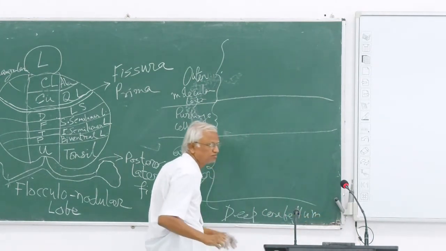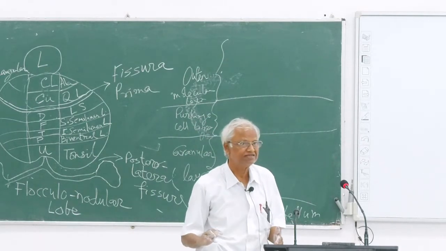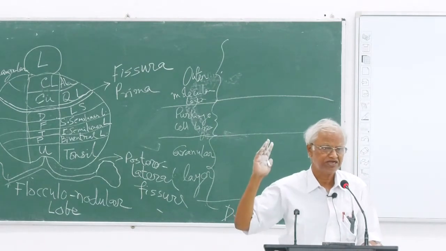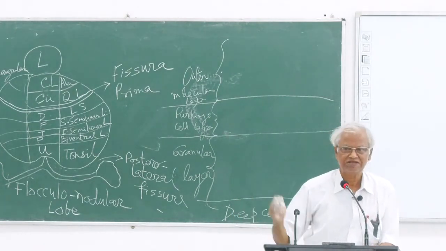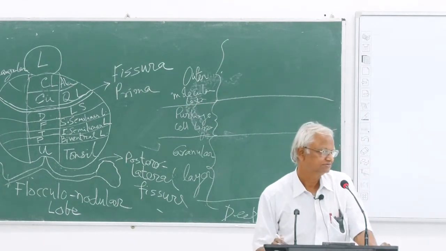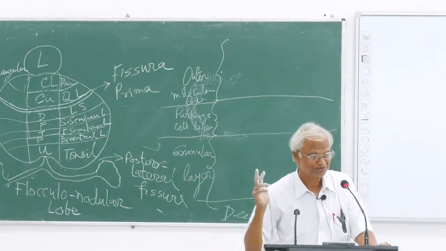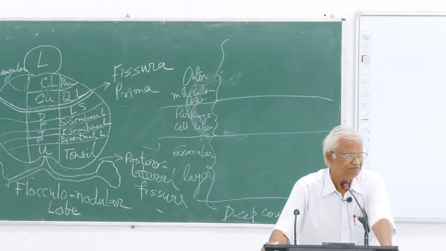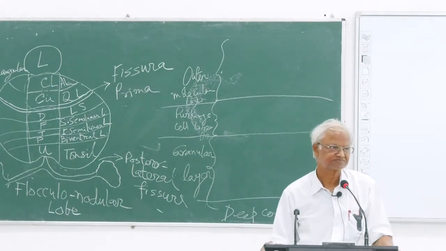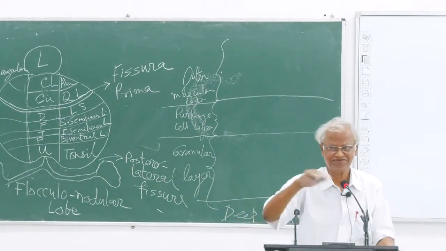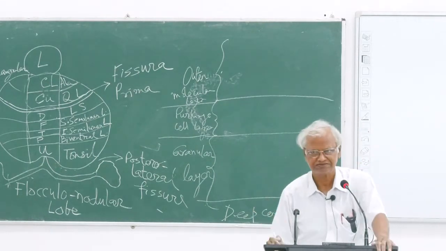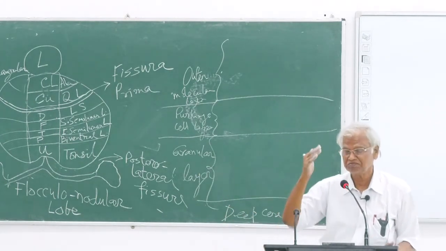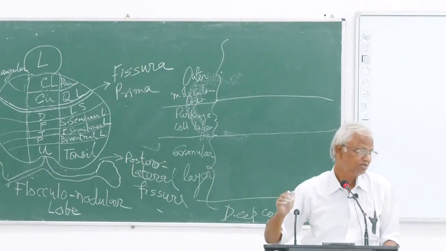Which contains four nuclei. What are the four nuclei? From lateral to medial: dentate nucleus, emboliform nucleus, globose nucleus, and the fastigial. DEGF, from lateral to medial. This also has to be known. From medial to lateral, FGED.